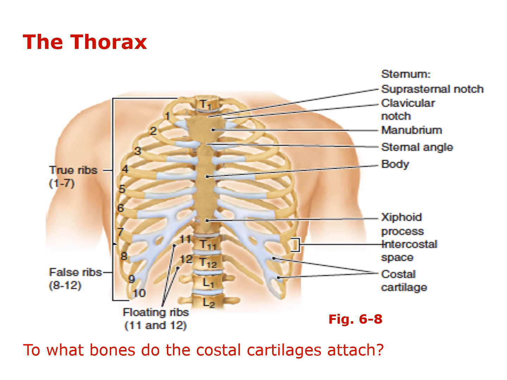The true ribs are the first 7 pairs. They directly attach to the sternum, as I said. False ribs are the remaining 5 pairs. Of these, the 8th, 9th, and 10th attach to the cartilage of the rib above it. So those are false ribs. And then the last two are floating ribs. Those are numbers 11 and 12.